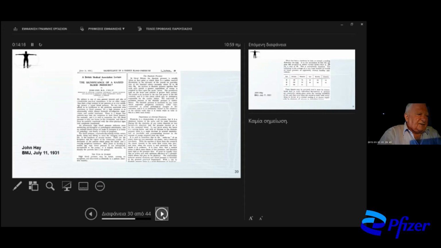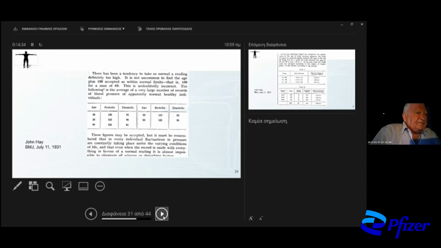Okay, let's skip that. John Hay, one of the famous physicians, published in BMJ in 1931 a review of the significance of raised blood pressure. And in the next slide, we can see that there is a tendency of increase in both systolic and diastolic pressure in various age groups. Age 20, systolic 120/75; 30, 123/79, etc. So the older you get, the higher the blood pressure is, both systolic and diastolic.